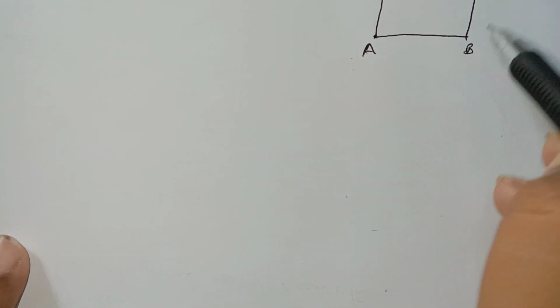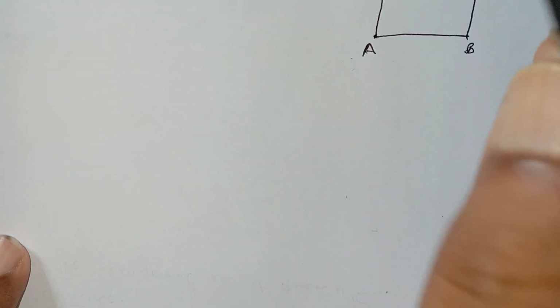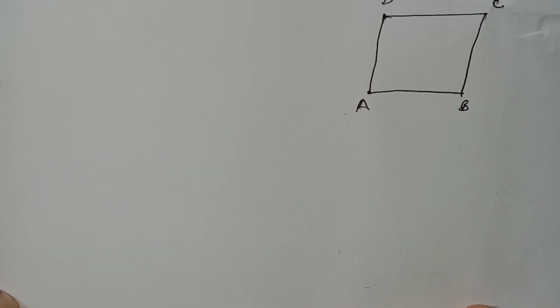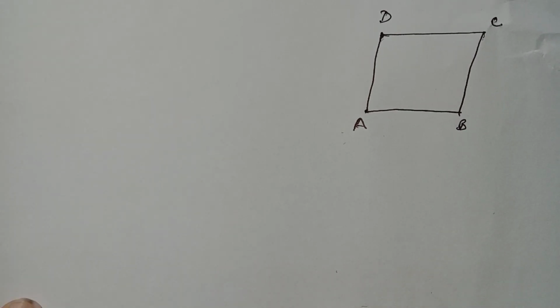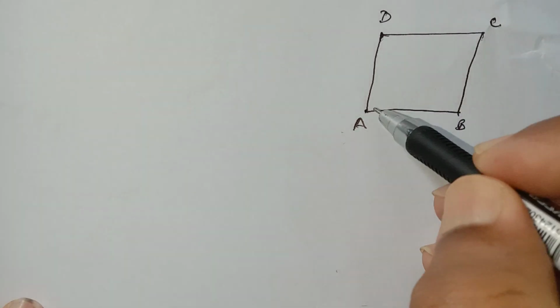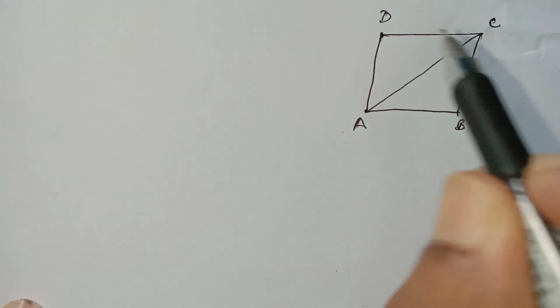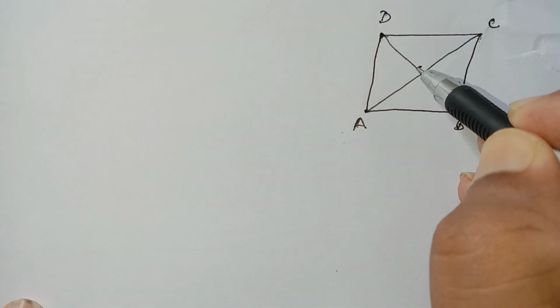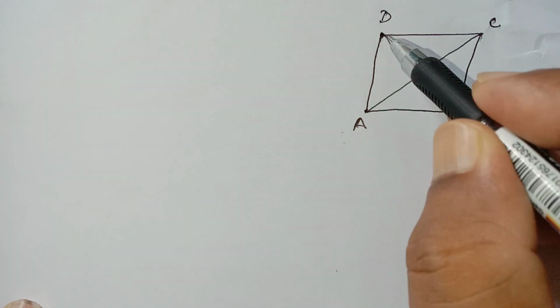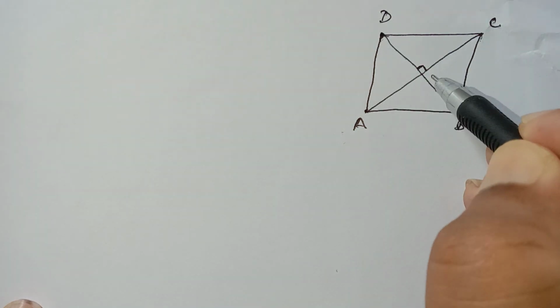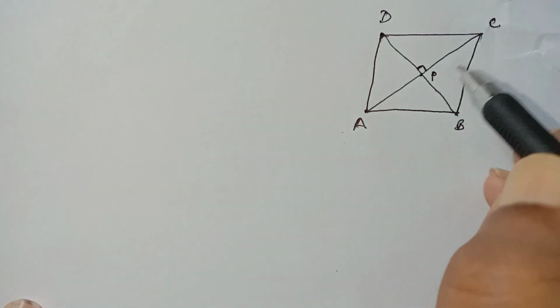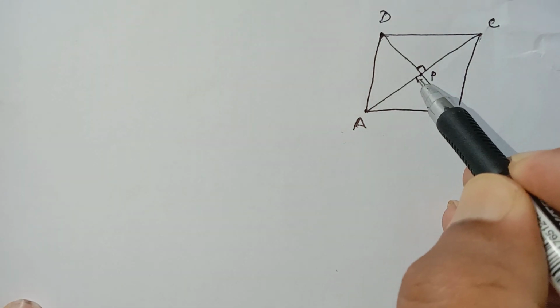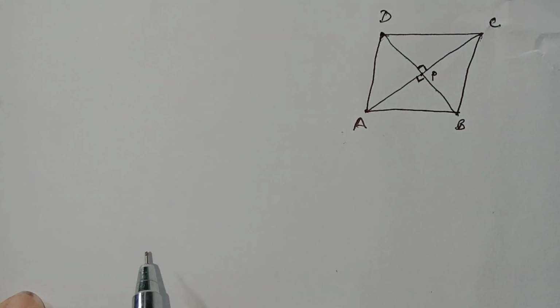Suppose this is our rhombus ABCD, and we have to prove that the diagonals AC and BD intersect at right angle. Let the intersecting point be P. So we can say that angle APB is 90 degrees.